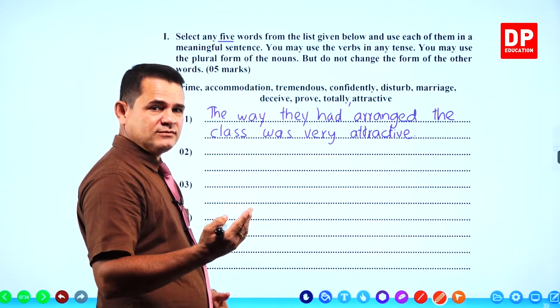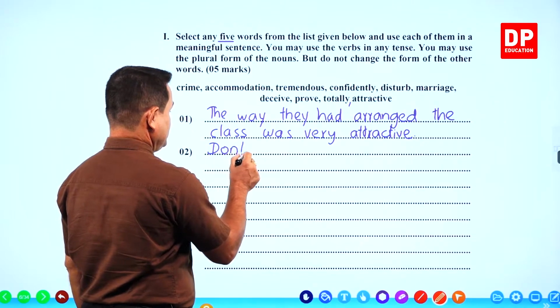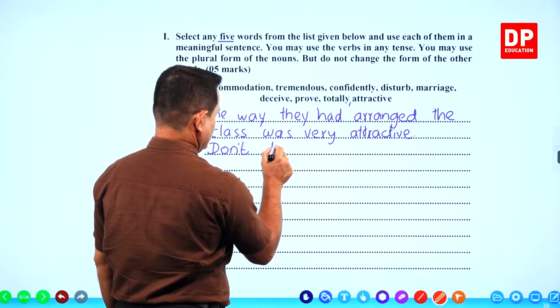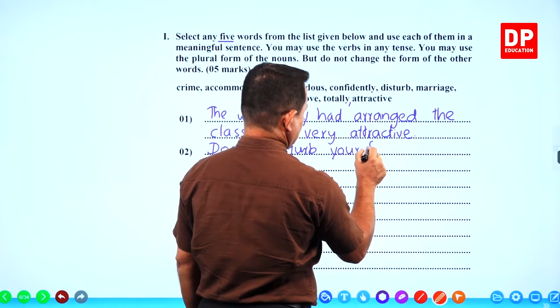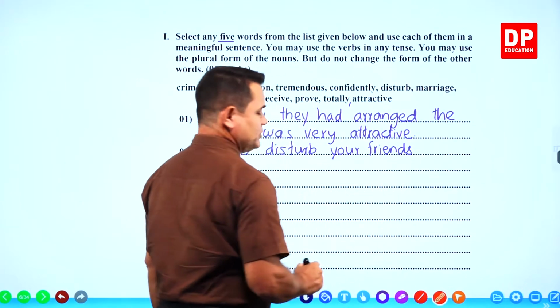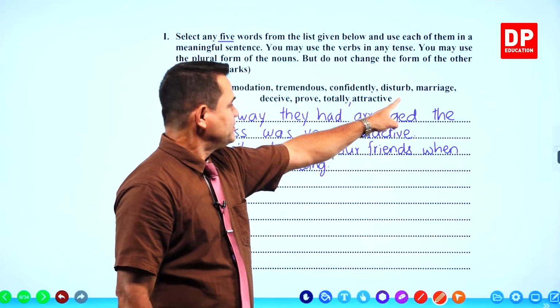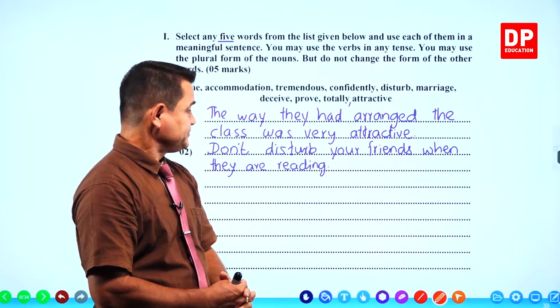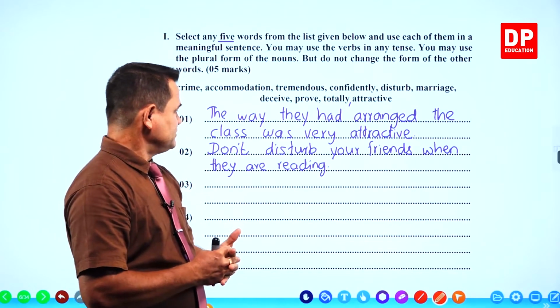Now, disturb, right? You can write a sentence using the word disturb. It is the verb, right? Now you can simply say, don't disturb your friends when they are reading or when they are studying. Don't disturb your friends or don't disturb others when they are reading. ඒගොල්ලෝ කියවමින් ඉන්නකොට disturb කරන්න එපා. Don't disturb. This is an example.